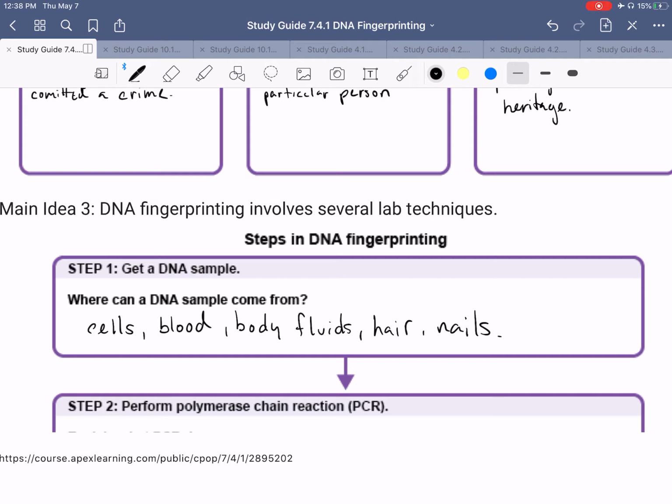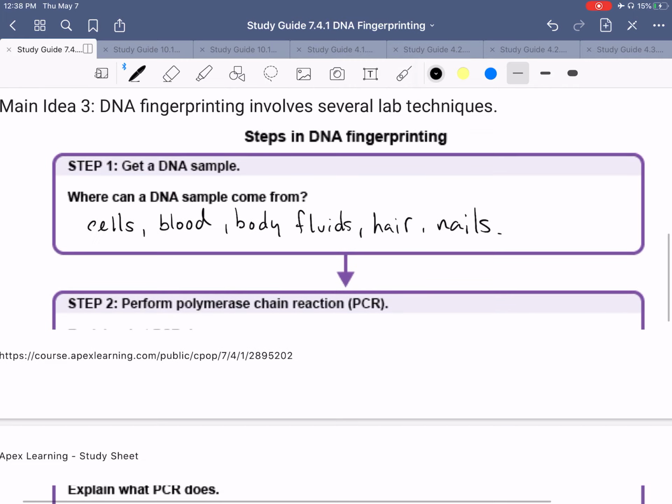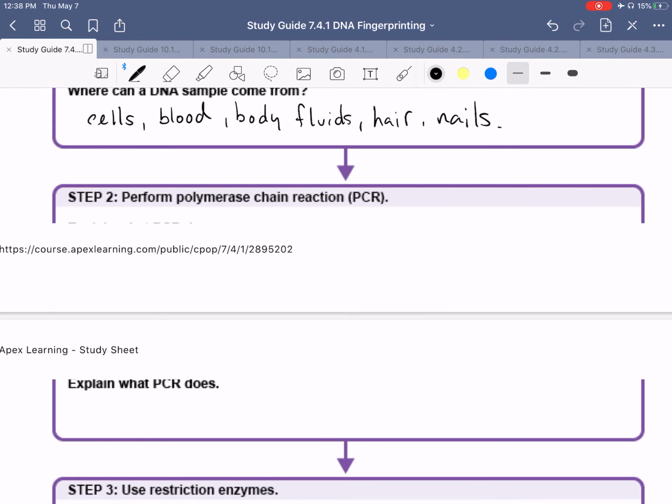All right, so once we have a DNA sample, we need to make more DNA because maybe there's not enough DNA to test. So we use a process called PCR, which stands for polymerase chain reaction. All right, so polymerase chain reaction is a process where we can take a small amount of DNA and we can make a larger amount of DNA from it.